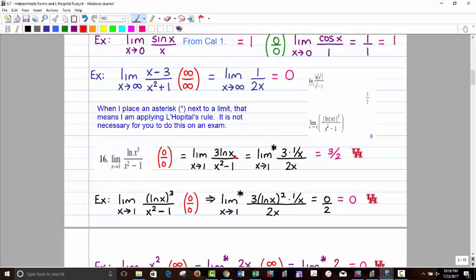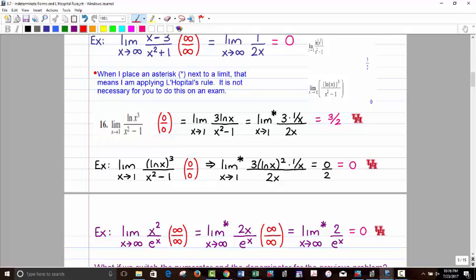So now I'm going to apply L'Hopital's Rule. The derivative of ln of x is 1 over x, so I have 3 times 1 over x. The derivative of the bottom is 2x. You plug in 1 here, you'll get 3/2. And there it is, and I did it in Maple also, so you can see.